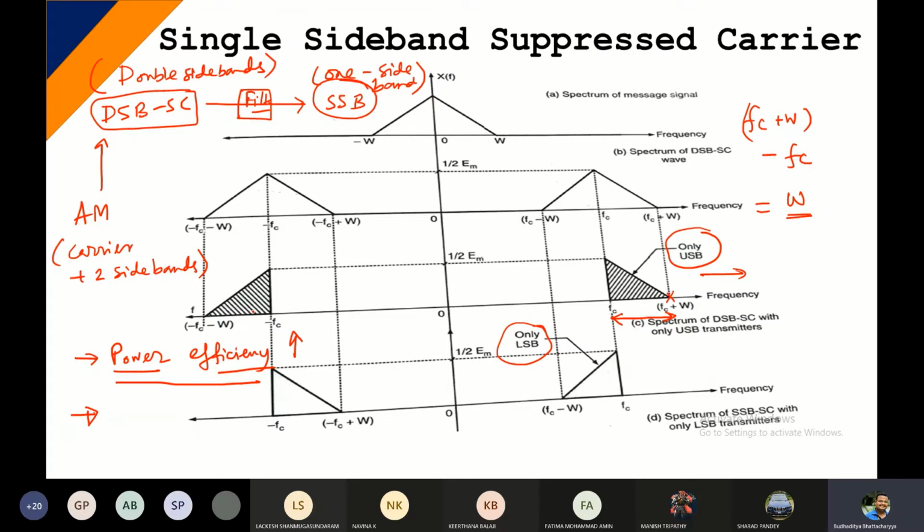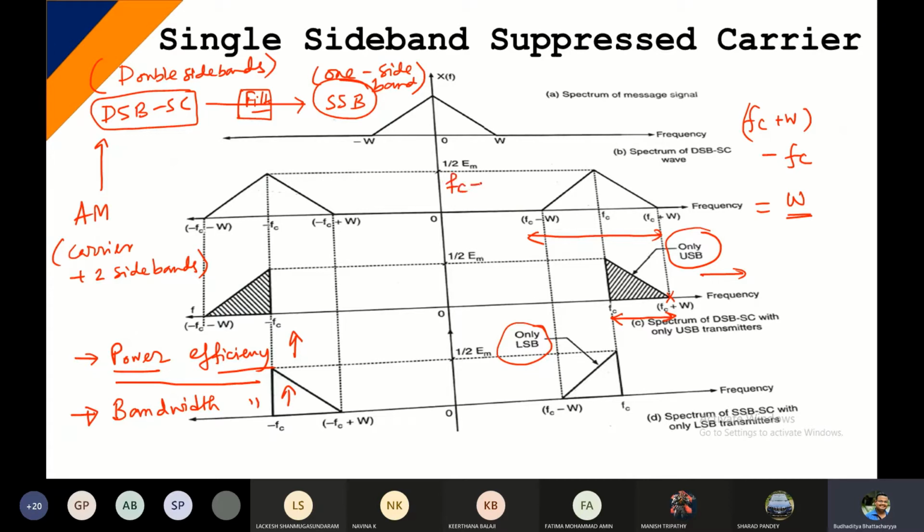Now, in case of SSB, since we are suppressing another sideband on top of it, the carrier anyway is suppressed, and now one of the bands is also suppressed, so that definitely will improve the power efficiency. That is one of the biggest advantages of SSB. Along with that, we are also improving the bandwidth efficiency. Because in DSB, if you remember, the bandwidth was still the same. If you check in this diagram as well, the bandwidth is like this, because you're sending both the upper and the lower one.